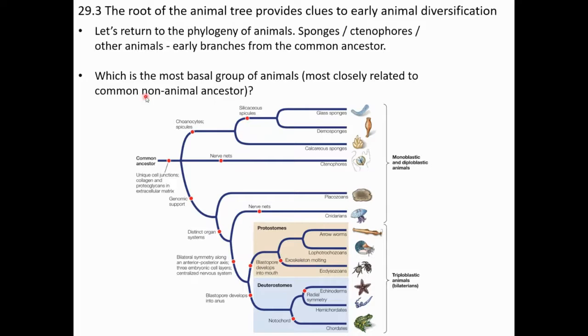So what we've been talking about is the animals, basically. This is a phylogeny that we showed last time of all animals. And one of the questions is, well, what is the root of the animal tree? The root of the animal tree provides clues to early animal diversity. See these branches that come off early on, the sponges, so you have a common ancestor leading to sponges, ctenophores, and then this whole other clade here that ultimately leads to the triploblasts and so on. Which is the most basal group of animals? In other words, which is the most closely related to this common ancestor? That is a question of interest.